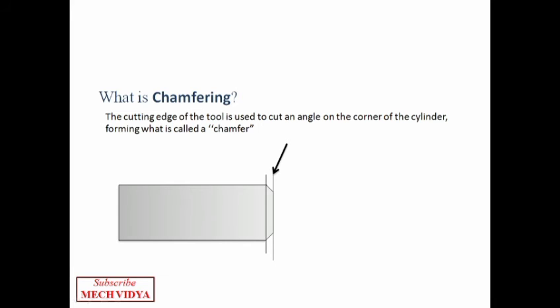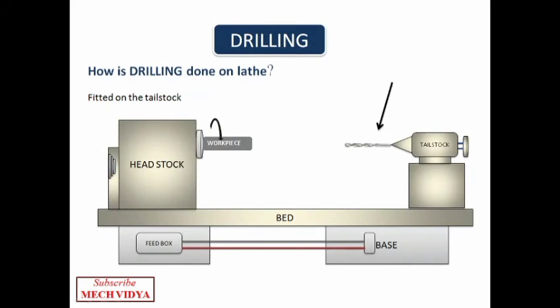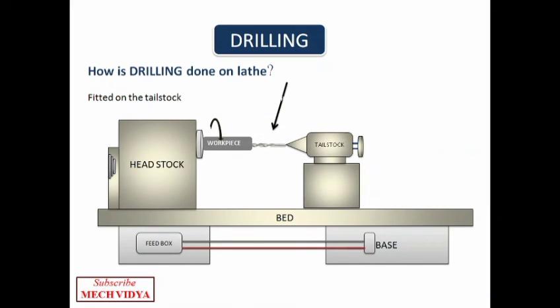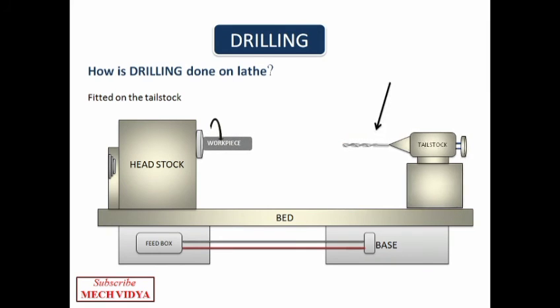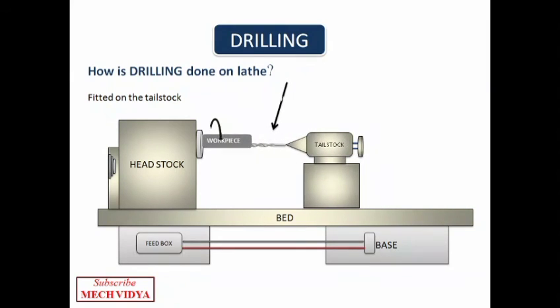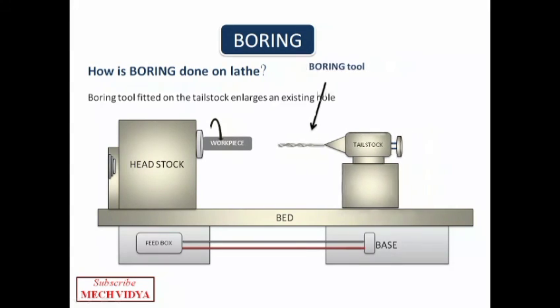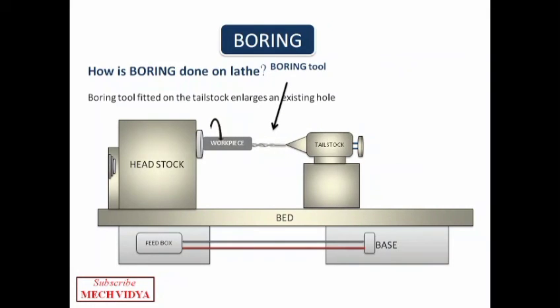And apart from these operations, we can also perform drilling related operations on the lathe. For this, the drill bit holder is fixed on the tailstock, and the tailstock is brought near the rotating workpiece so that the workpiece and tool make contact. Since the workpiece rotates and the tool is kept stationary, this relative motion creates a hole in the workpiece. Similarly, boring, reaming, internal thread cutting, etc. can also be done. Okay, so this was all about the operations usually performed on a lathe.